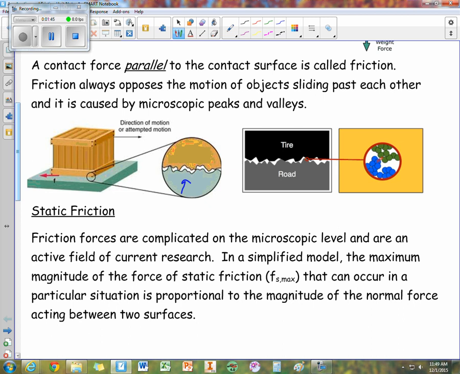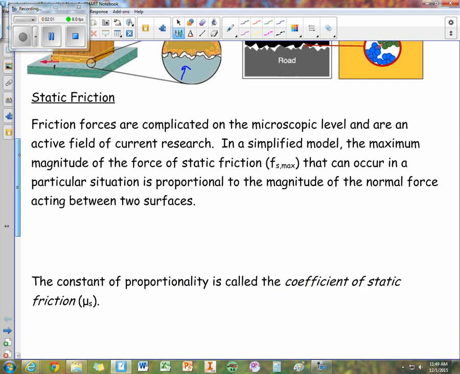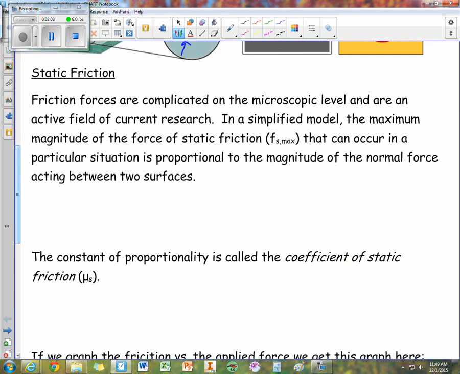Another model is to take a look at the atoms. And we know that there are London or van der Waals forces that hold molecules together to form large structures. So in some way, the molecules will be attracted to each other between the two surfaces. Now, for static friction, what we have to understand is that it's still an open area of research. We're getting better and better models, but we're still creating models.